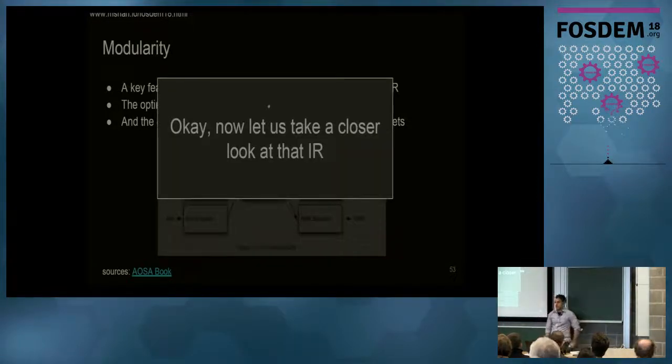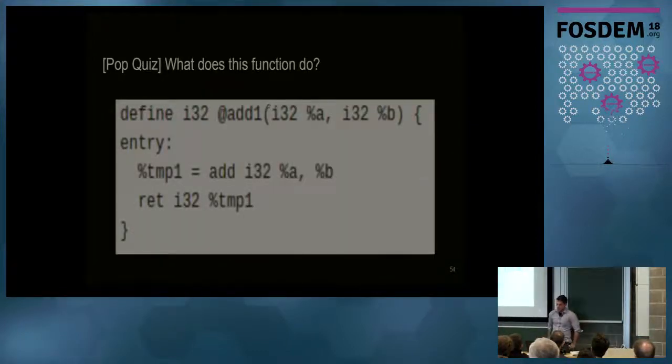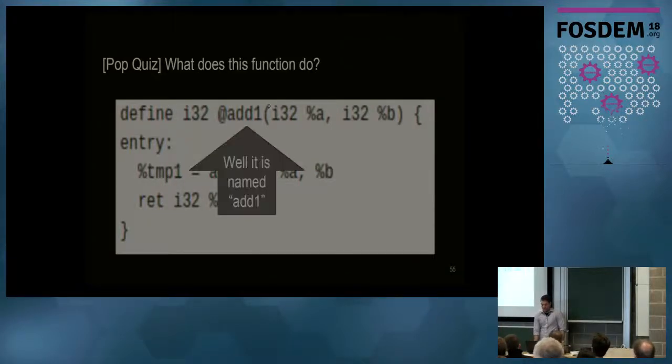Okay, so let's take a closer look at the IR. Oh, first, how about a pop quiz to wake everyone up? I know it's a little bit blurry, but from the audience, what do you think this function does? Adds 2 values. Adds 2 values, yeah. Perfect. You're awake? Well, yeah, it is named add1. You got it. I didn't make it too hard.